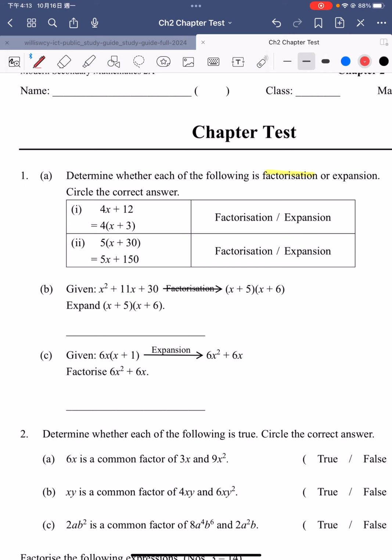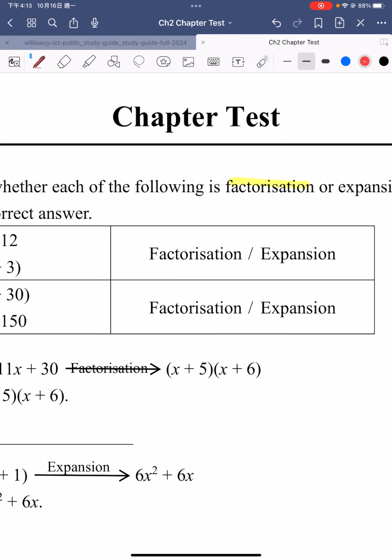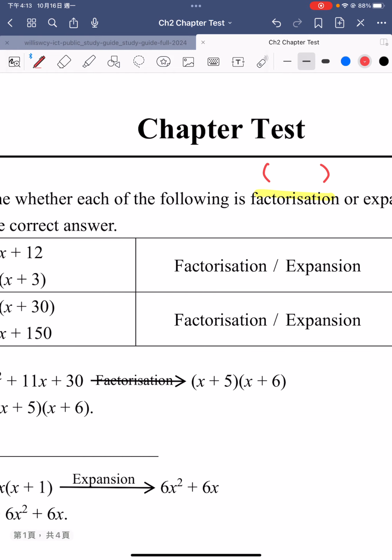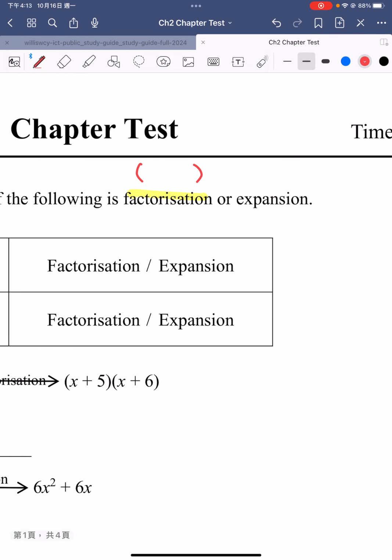So factorization means that before, you don't have the bracket, now you need to take out the common factor and then you're getting the bracket. So expansion means that you don't want the bracket, so there's no more bracket. Okay, so that's the difference between factorization and expansion.